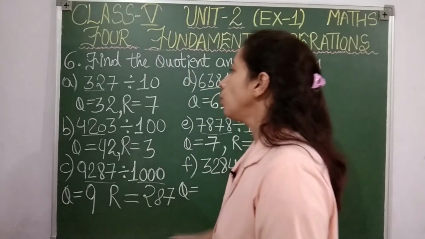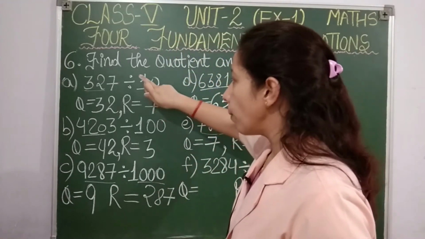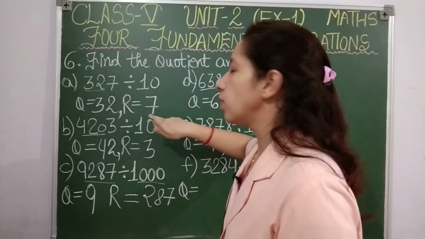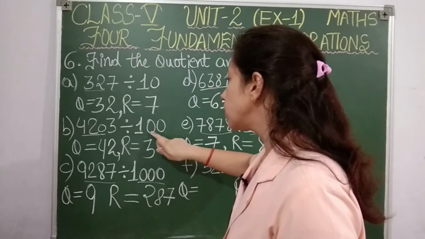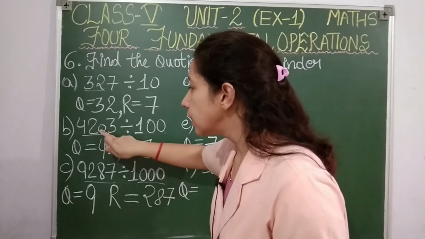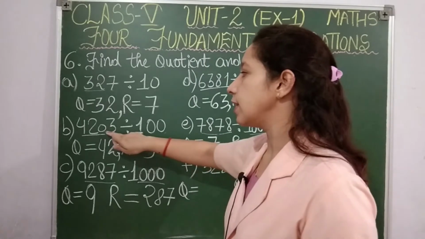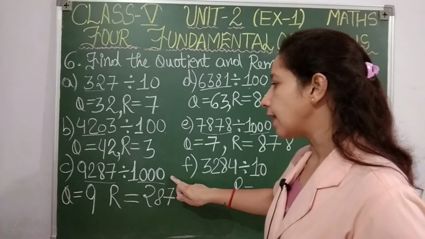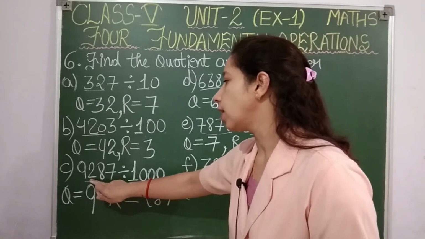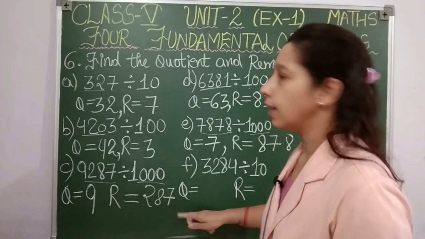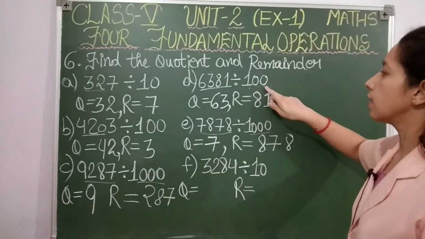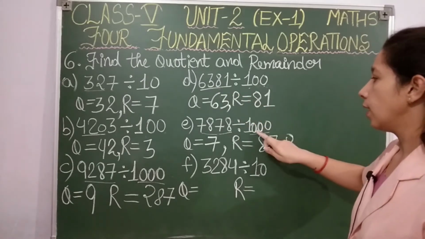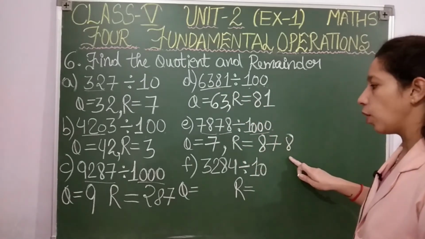One more trick I will tell you. See here, how many zeros are there? 1 zero. So here the remainder will be the last digit. It will be 7. Here how many zeros? 2 zeros. Surely the last 2 digits will be your remainder. 03. So 03 we can write as 3. Here also 3 zeros are there at the end. So here the last 3 digits will be your remainder. See, here also 2 zeros are there. So the last 2 digits will be your remainder. 3 zeros, the last 3 digits will be your remainder.